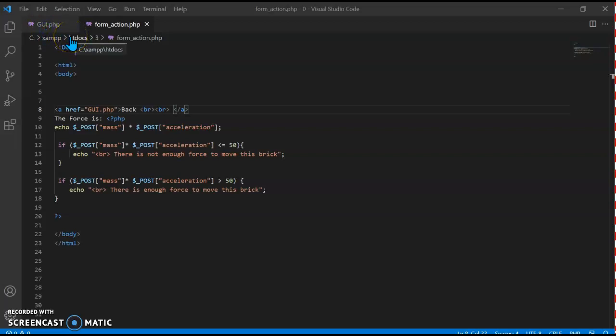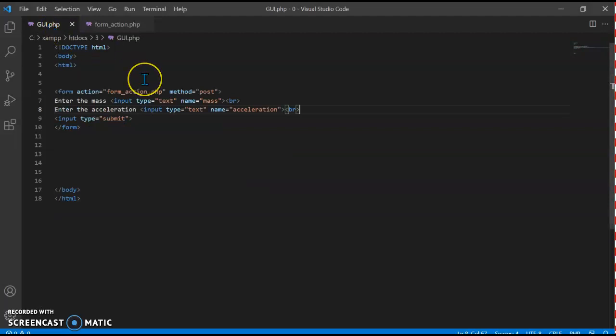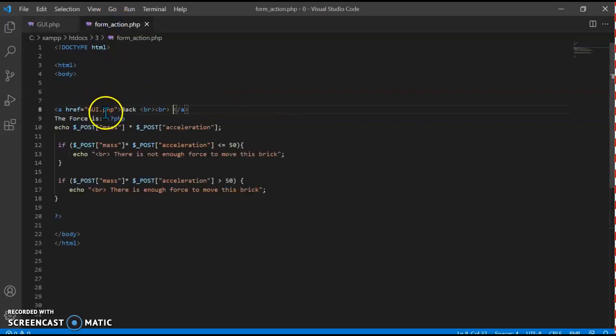So this is my code for Newton's second law of motion, and over here is the user input section. I put "enter the mass," and the user should put a number for their mass, and the same thing goes for acceleration. And then over here, the mass is multiplied with the acceleration, and if the force is less than or equal to 50, then this will print out.